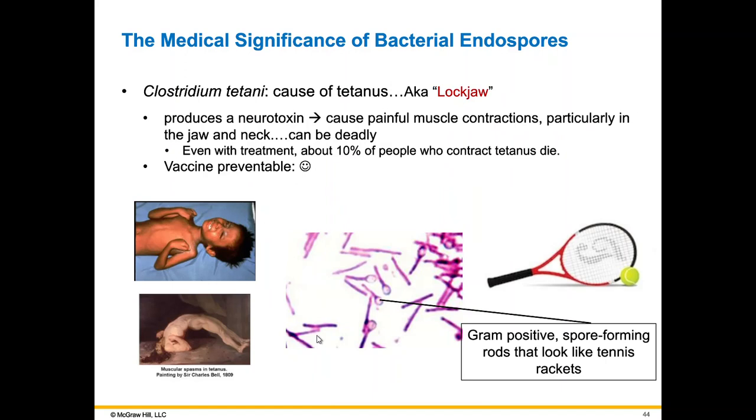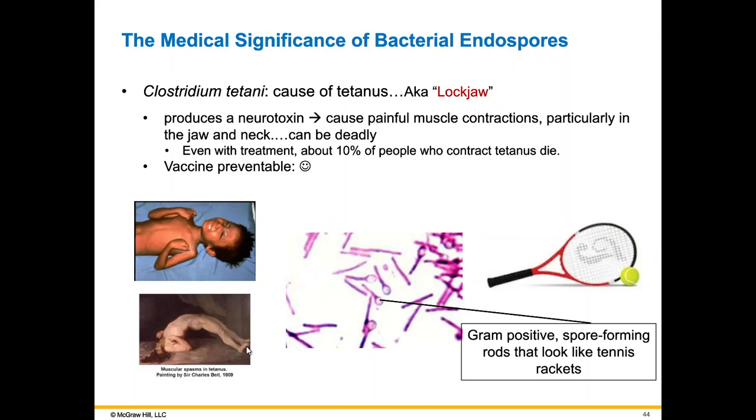Another example, Clostridium tetani. This is the cause of tetanus, or you may have heard it as lockjaw. What this bacterium does is it has the capability of producing a neurotoxin, and it causes these uncontrollable, painful muscle contractions, particularly in the neck, and this can be deadly.